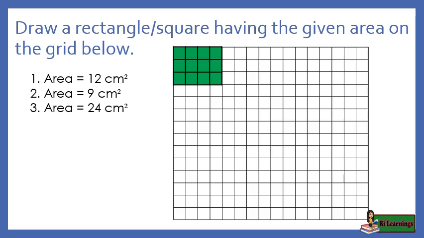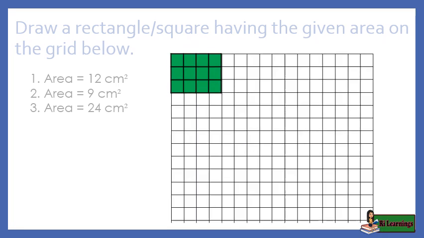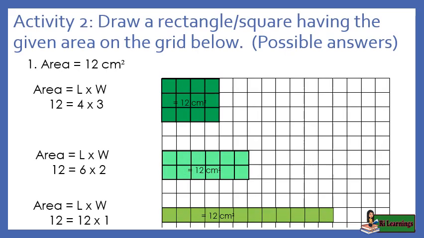Draw a rectangle, square having the given area on the grid below. Activity 2. Draw a rectangle, square having the given area on the grid below. Possible answers.